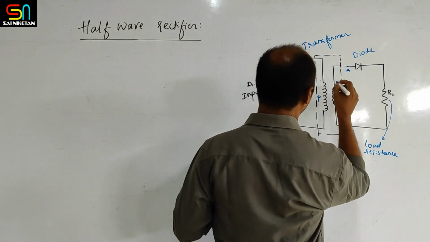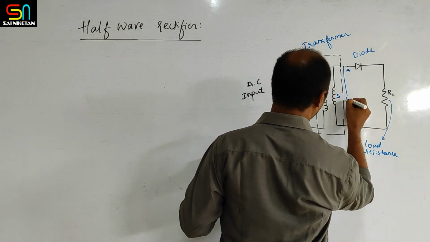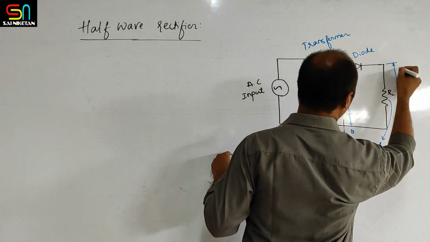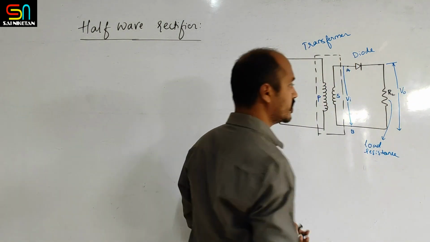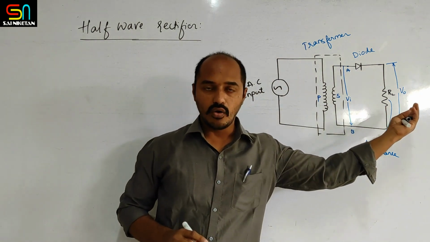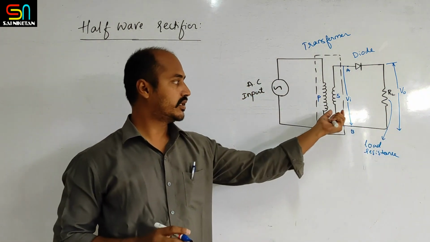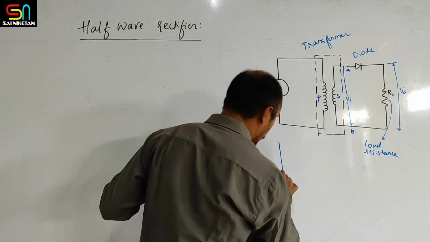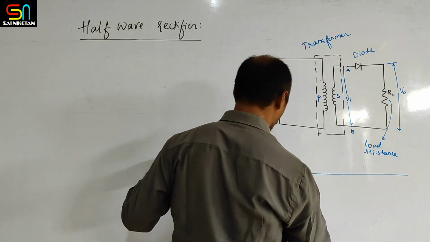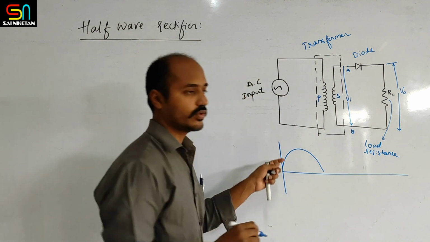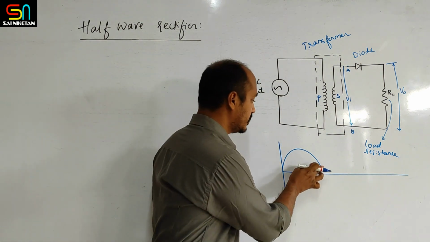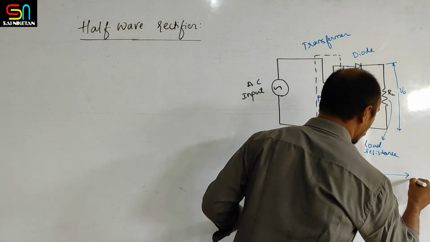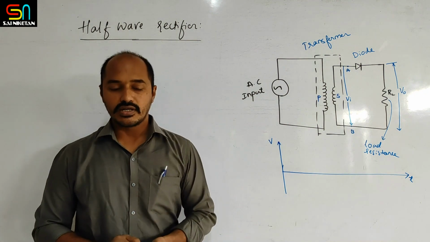So this is the input voltage. Here you can see input voltage VI, and here you can obtain the output voltage VO across the load resistance RL. And the input voltage is of this kind. So it is the first half cycle. I will explain that later. This is the voltage and this is the time, right? So try to understand the thing here.